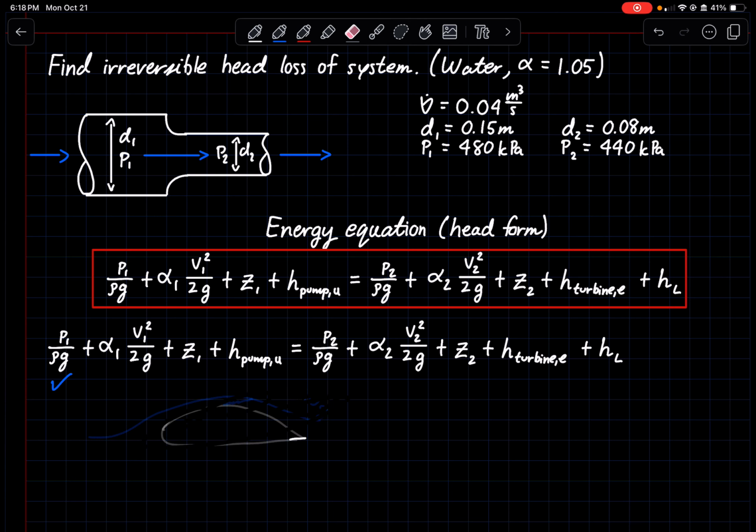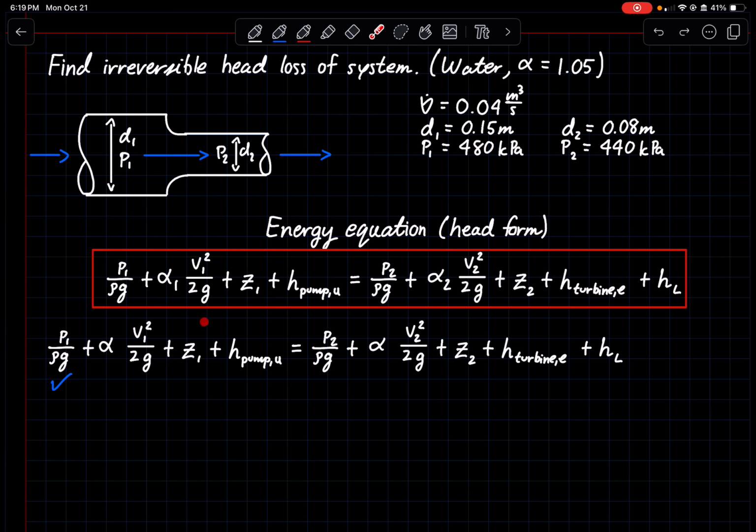So in this case, we are given a correction factor of 1.05. So I'm just going to set alpha 1 and alpha 2 to just be alpha. So both of these are this, and we're just given that. Now for velocity 1, sure, we can find that. We're given our volumetric flow rate. Volumetric flow rate is equal to velocity times area. We can find that, and we should actually be able to find V2 as well using the conservation of mass.